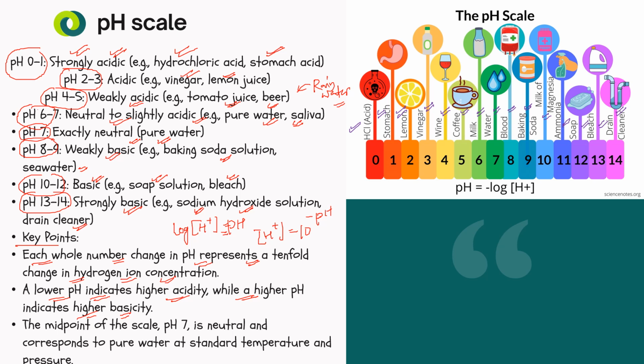Correct? It is good. The midpoint of the scale, pH 7, is neutral and corresponds to pure water at standard temperature and pressure conditions. Then again it is told that it is pH 7 at a standard temperature, so that is 25 degrees Celsius only. Okay, so let us see the next thing.